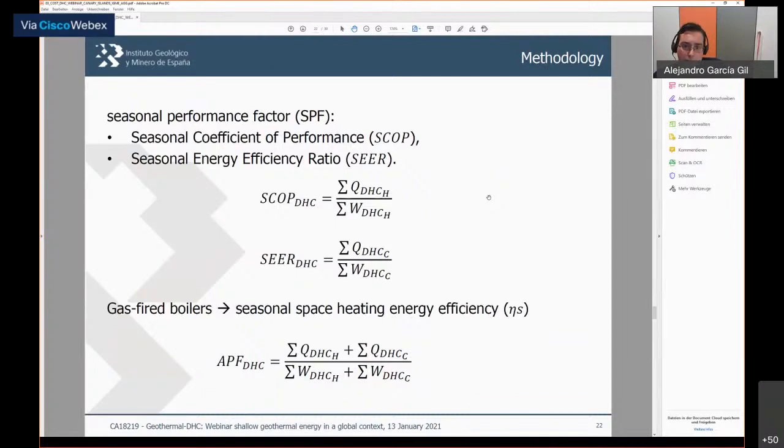When gas fire boilers are used in the district heating and cooling micro network, seasonal space heating energy efficiency is calculated. And finally, the annual COP of the systems was calculated as the annual performance factor.